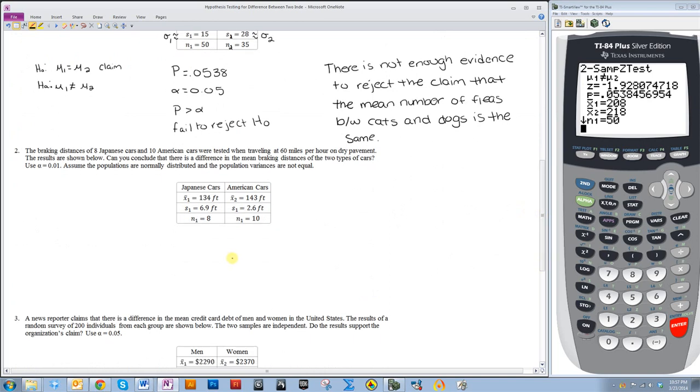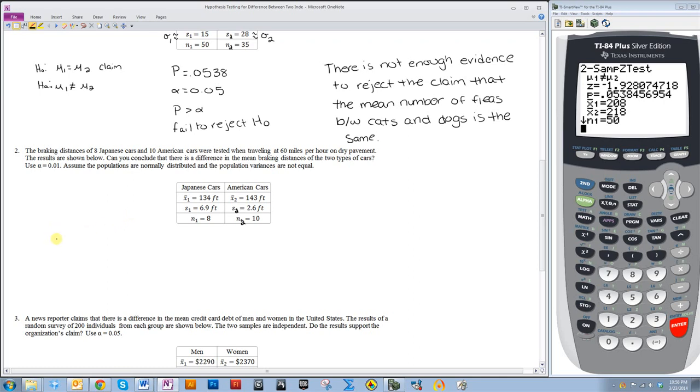The braking distance of 8 Japanese cars and 10 American cars were tested when traveling at 60 miles per hour on dry pavement. The results are shown below. Can you conclude that there is a difference in the mean braking distance of the two types of cars? Use alpha at 0.01, or 1% level of significance. Assume the populations are normally distributed and the population variances are not equal.